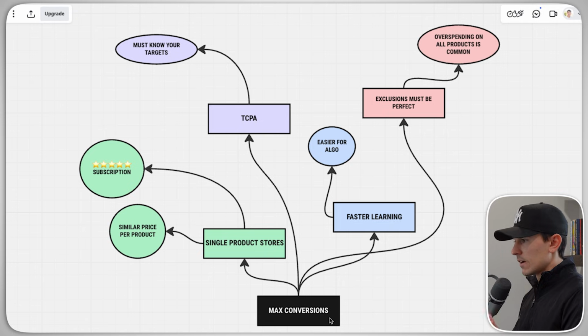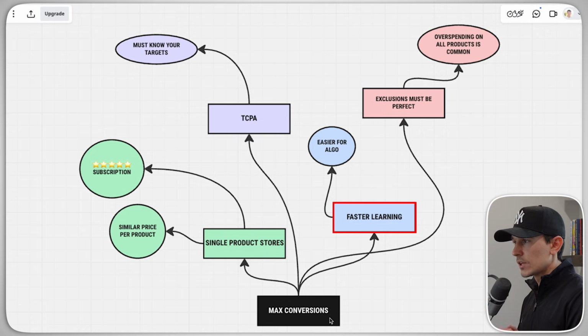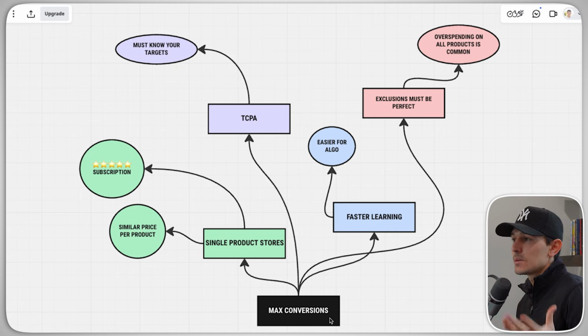The biggest benefit of max conversions is that it is significantly faster at learning and it is much easier for the algorithm to adapt. Now, the great part about maximize conversions and even TCPA is that all it cares about is how cheap it is to get someone to site and what's the likelihood that that person is going to convert. Now, I want to mention something that is a huge red flag.